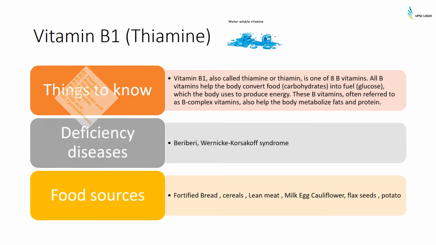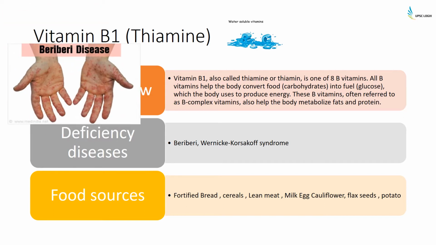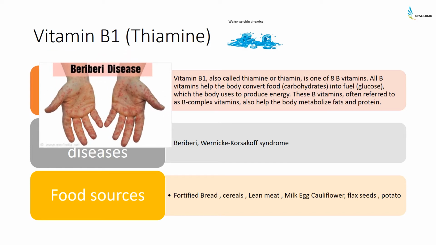And the job of vitamin B is basically to convert the food, that is carbohydrates, into fuel, that is glucose, and this fuel is used by the body to produce energy. So vitamin B also helps the body to metabolize fats and proteins. So what are the diseases caused by the deficiency of vitamin B1 or thiamine? The first one is beriberi disease. So this is a picture of the beriberi disease and this is what it looks like. So you can remember easily.